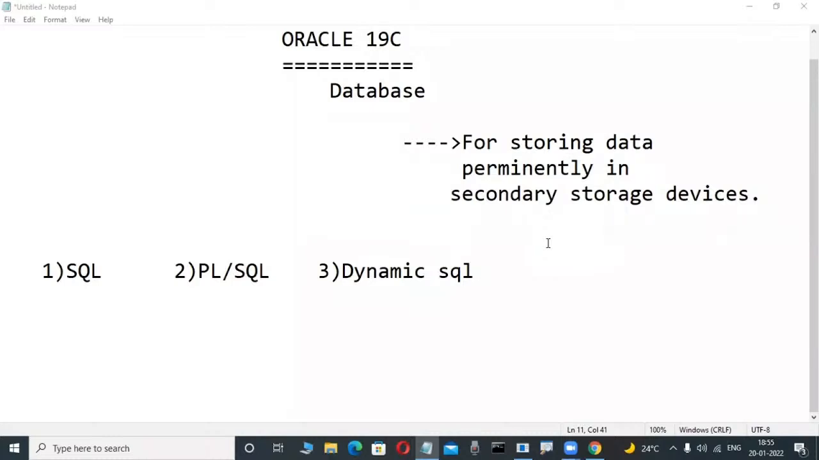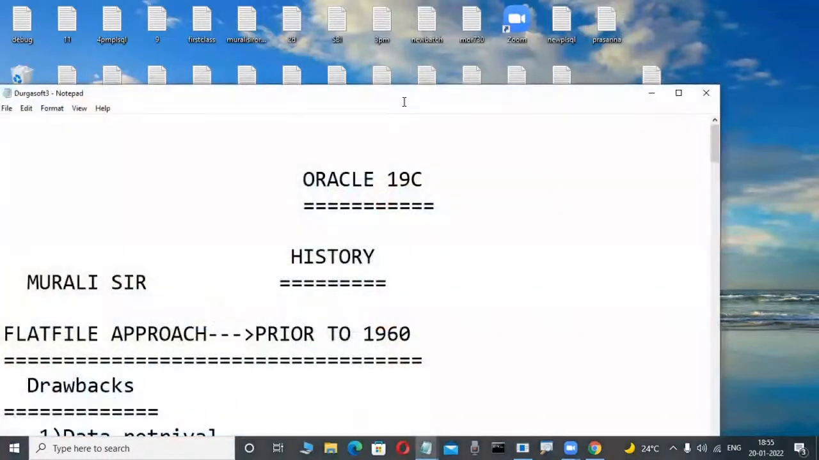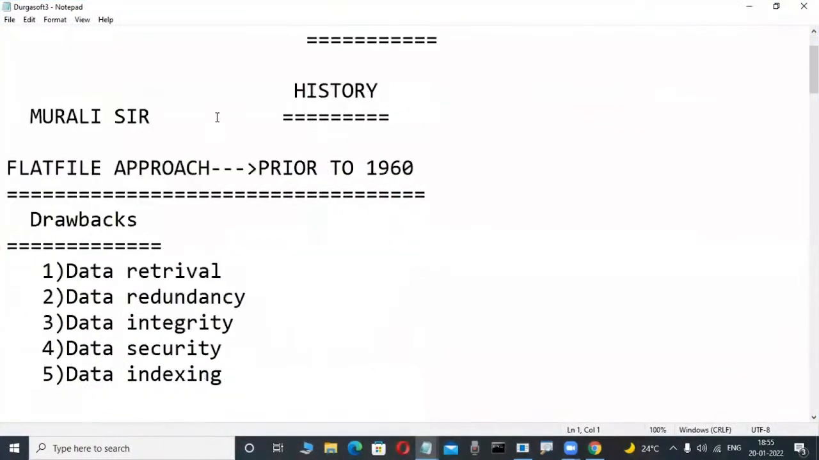In this course, we are covering SQL, PL/SQL, and dynamic SQL along with this. Here, one of these days, history also we are telling. These types of histories also, but no, not Murali Sir's history.